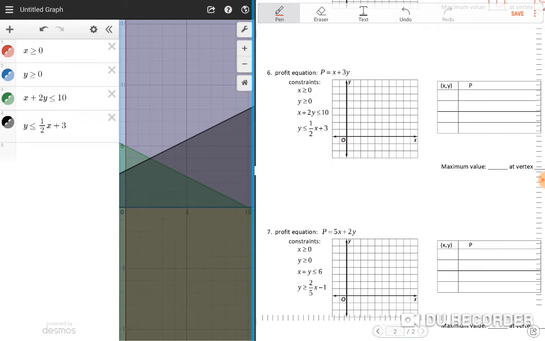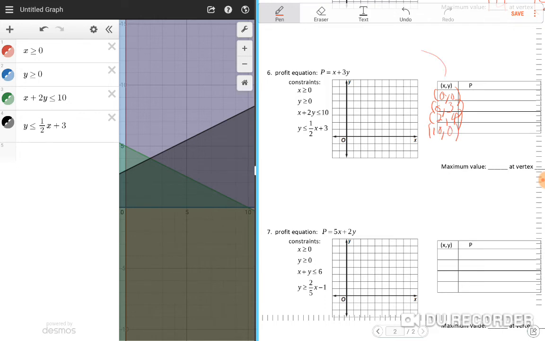So we got one at 0, 0. Then if you go up the y-axis, it stops at 0, 3. Then we come over to 2, 4. And then we go all the way down to 10, 0. That's the other corner. Okay.